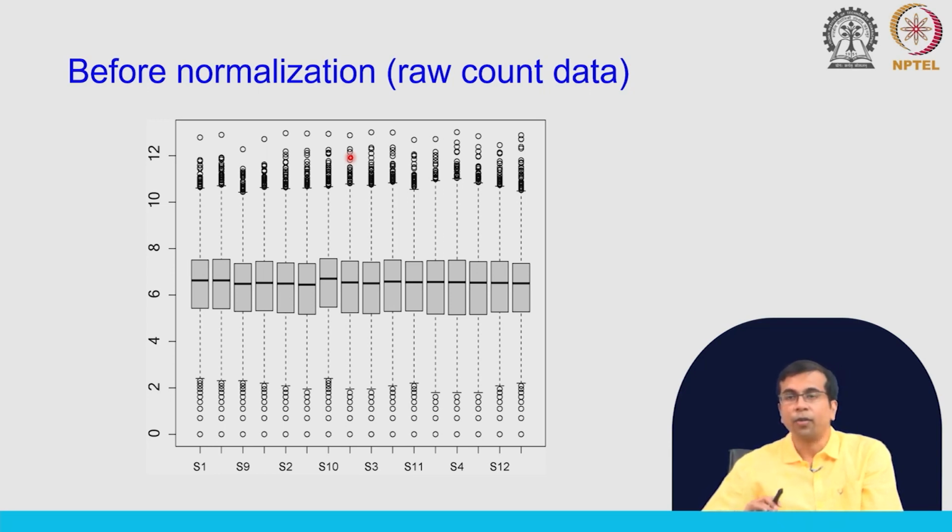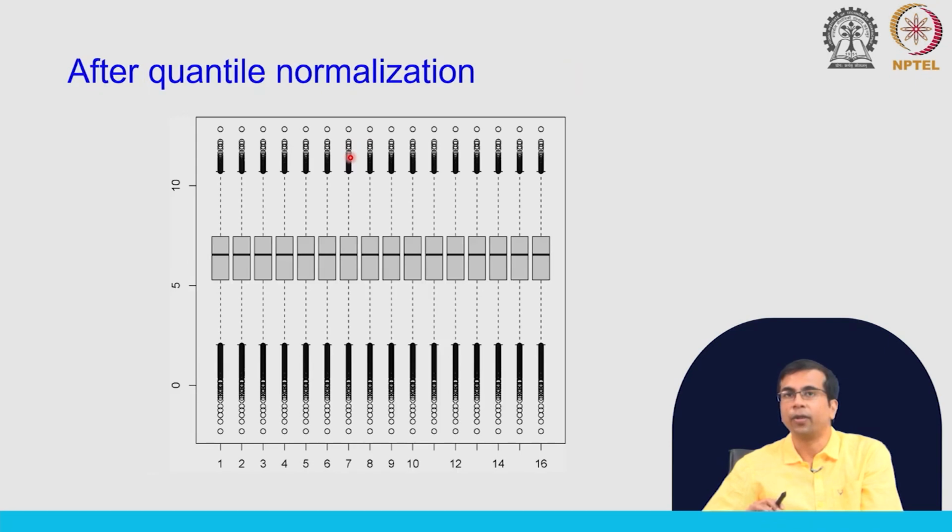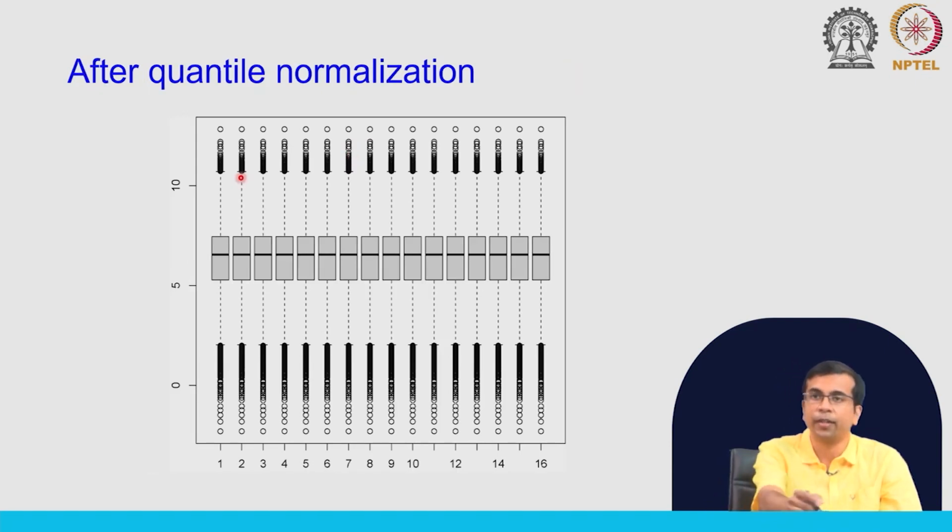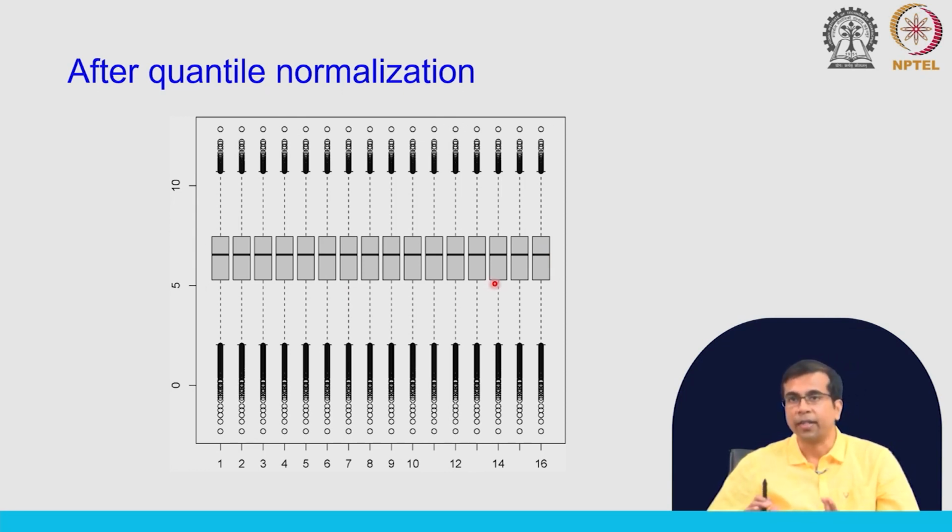Now, after quantile normalization, you will see the distributions become identical. Even if you look at the points, they are at exactly the same place. You see the median value is exactly identical, and these boxes are exactly identical. They become identical because that is the idea of quantile normalization. We want to generate identical distributions for all samples. So, here you have 16 samples and for each of them you are getting these identical distributions. The genes may show difference in expression, but the distributions are identical.